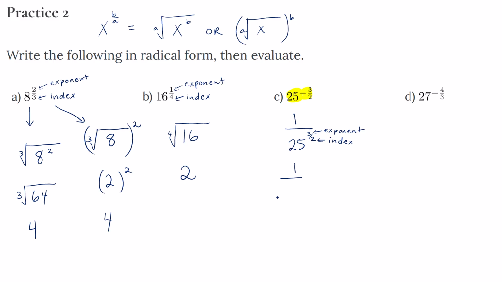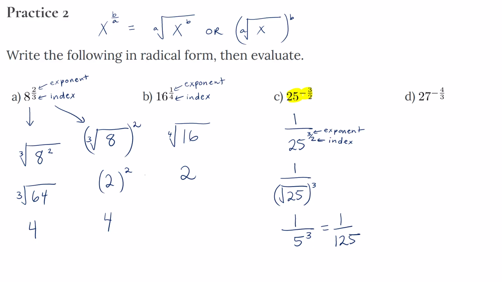So 1 over, the index is 2, so I'm not going to write it. Radicand is 25, and then our exponent is 3. So now that I've put it into radical form, I can rewrite it as the square root of 25 is 5 to the power of 3, and that's 1 over 125.